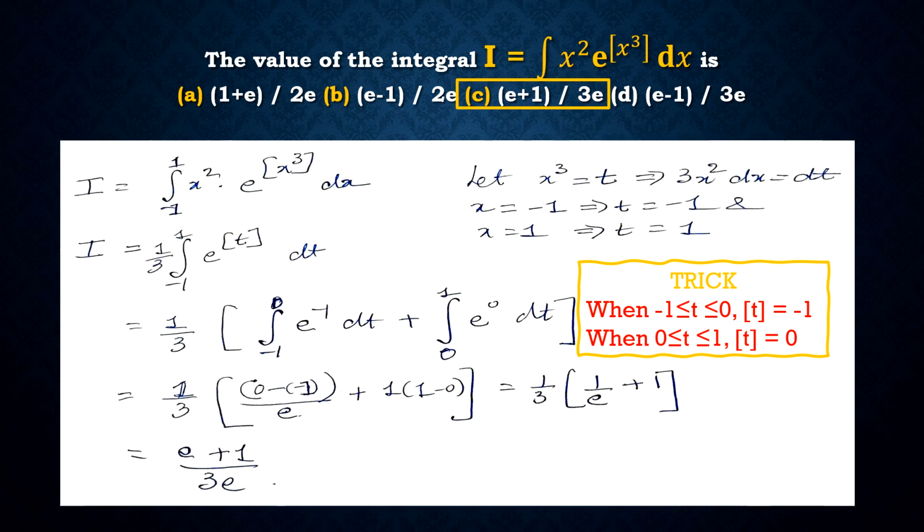So now in the first case, instead of e raised to box t, we will have e raised to minus 1, and in the second case we will have e raised to 0. Now it is simple. It is a definite integral. When you integrate between the given limits and simplify, you will get the answer as (e plus 1) upon 3e.